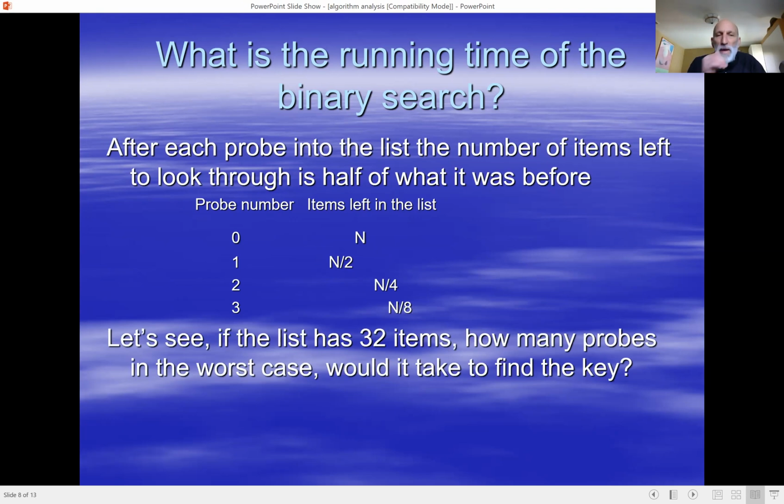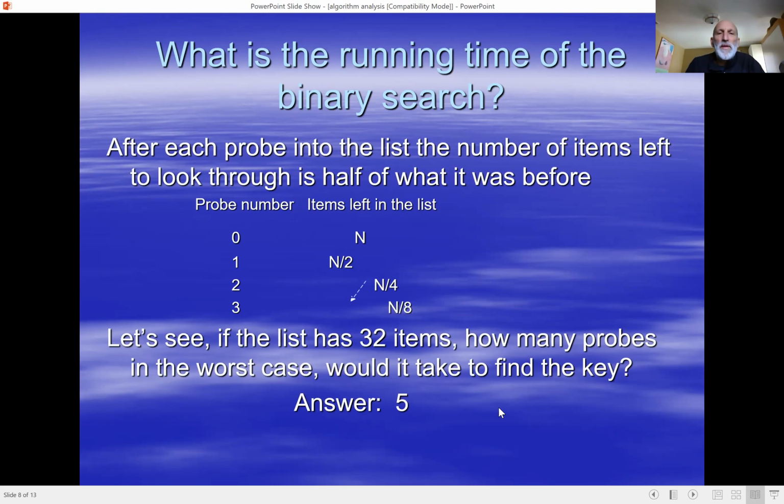So one little question is, what if you had 32 items in the list? How many probes, in the worst case, would it take you to find what you're looking for? I'll give you 2 seconds. 1, 2. Well, the answer is 5. Why? Because after 5 probes, there would be n over 32 items left in the list, and 32 is n in this particular case, and 32 over 32 is 1. So you'd be left with the one you're looking for.